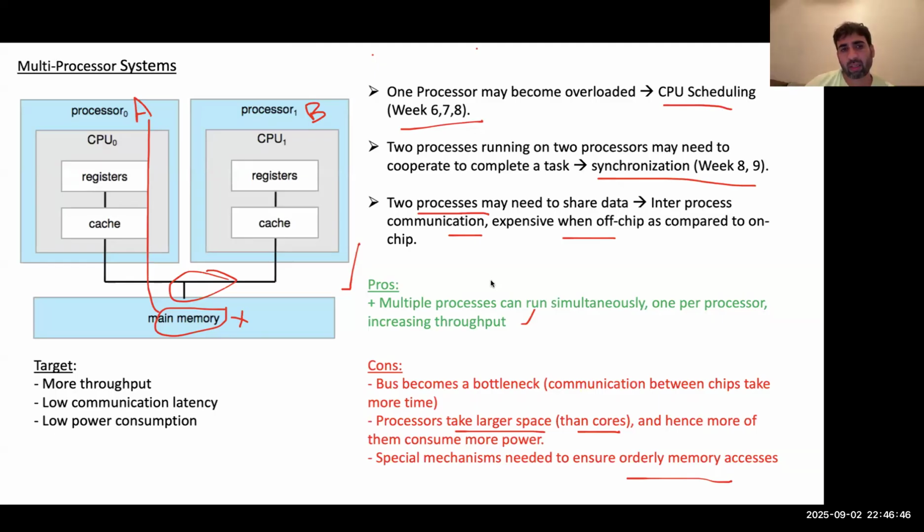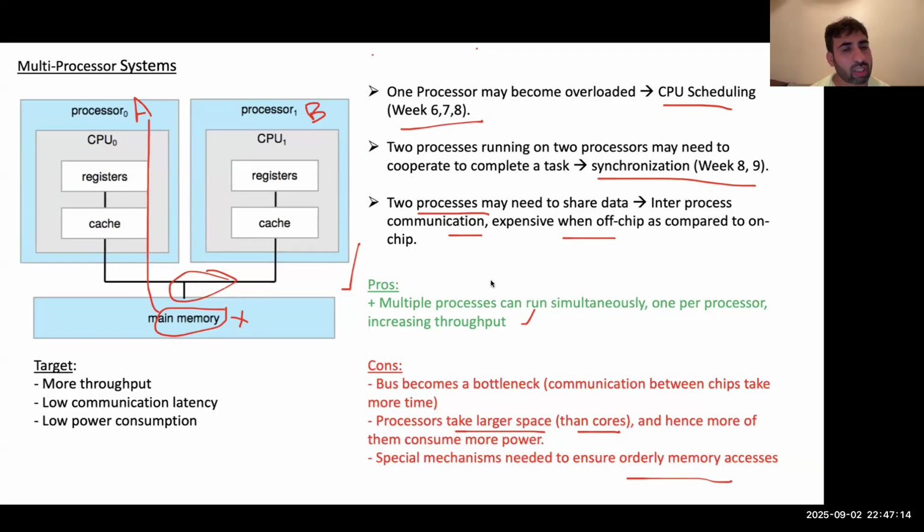Okay, let's say that you see the multiprocessor system sample design here in this slide, right? Now we talked about its pros and cons. The positive thing is that we can run multiple processes and hence we can achieve higher throughput. But the negative things are that our memory and the bus become a bottleneck because they are shared resources. Processors are larger in size as compared to the cores. Since they are larger, they also consume more power.